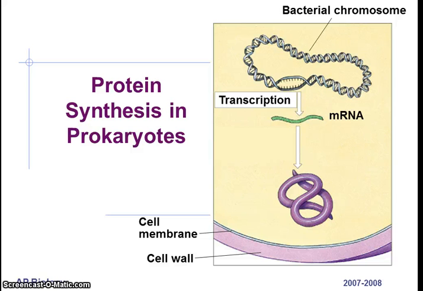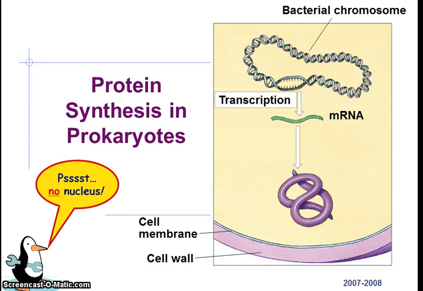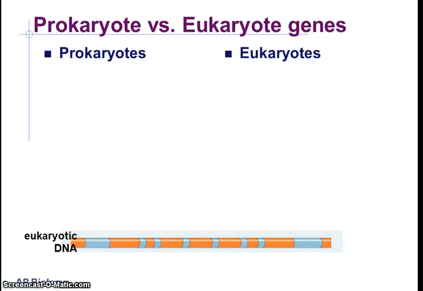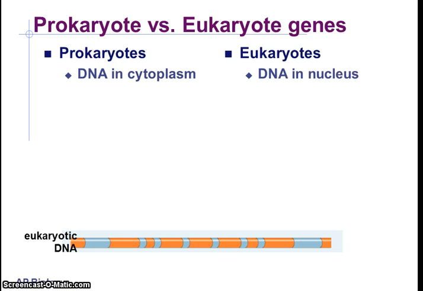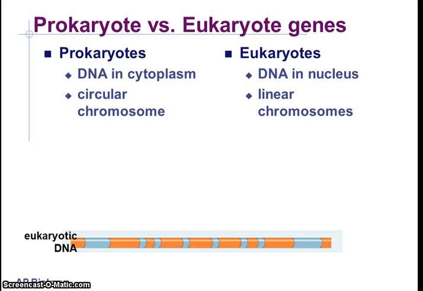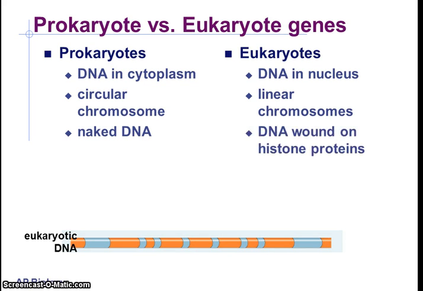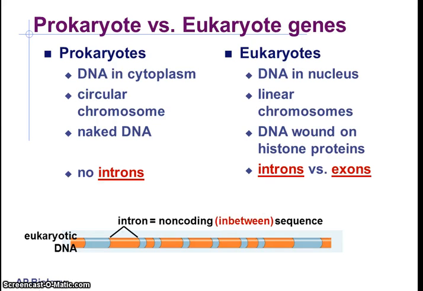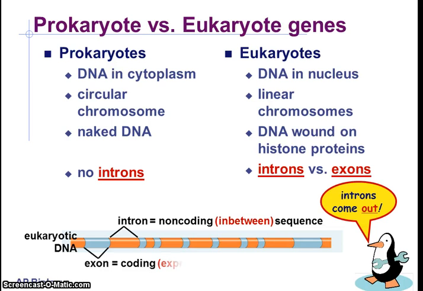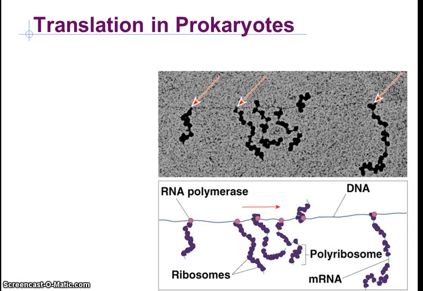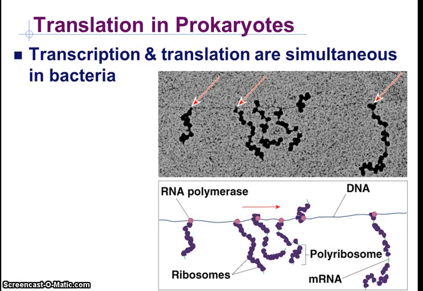prokaryotes? So, biggest thing, they don't have a nucleus, so things are a little bit different. Prokaryotes, DNA is in the cytoplasm. Eukaryotes, it's in the nucleus. Prokaryotes, circular DNA; eukaryotes, linear DNA. Prokaryotes have naked DNA, whereas we have DNA wound on histone proteins. There are no introns in prokaryotes, and we have both. So, things are a little bit easier for them.